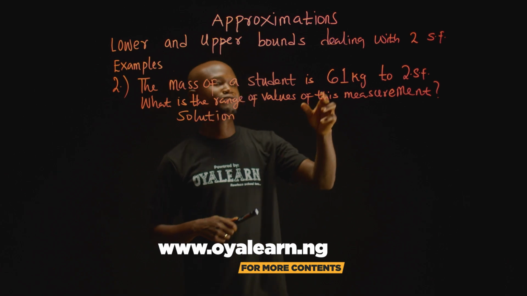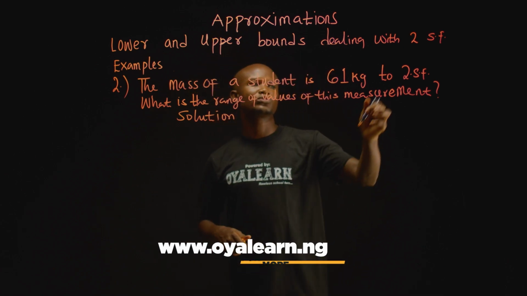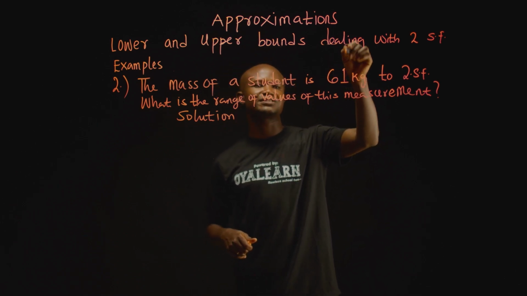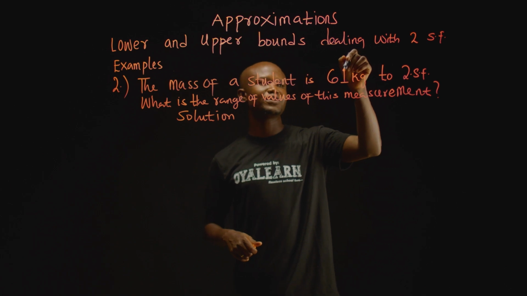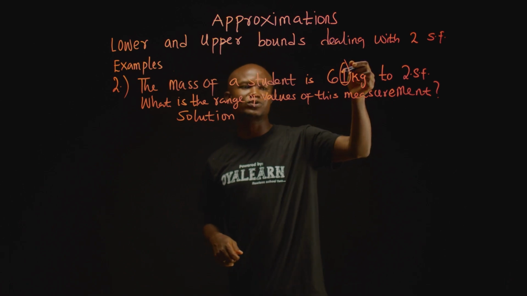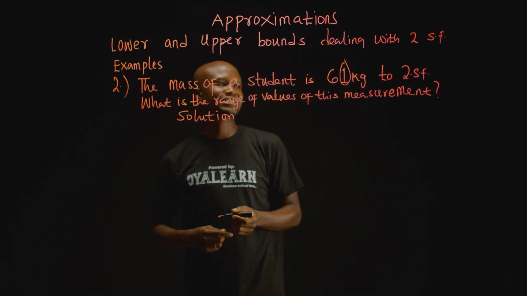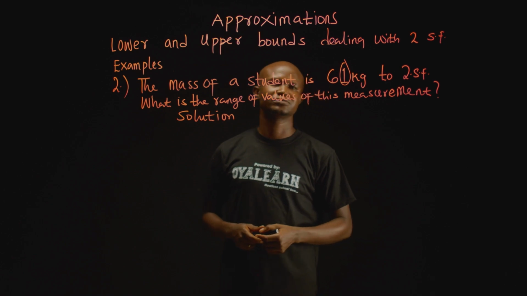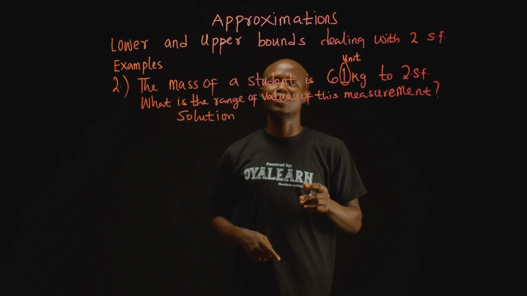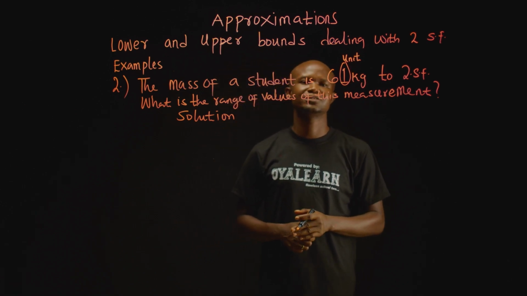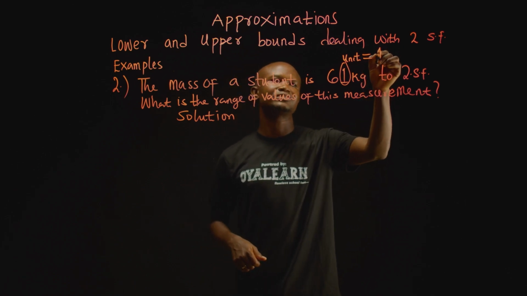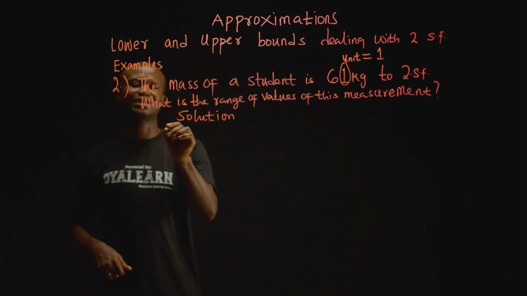Now we have 61 kg to 2 SF. So in this case, for 2 SF, this is the first position, then the second position, and that means we have the last number. The last number, which is 1, and looking at the place value, the place value of what we are looking at here is the unit. The place value of 1 here is 1 unit. And in this case, what does unit represent? Unit means 1.